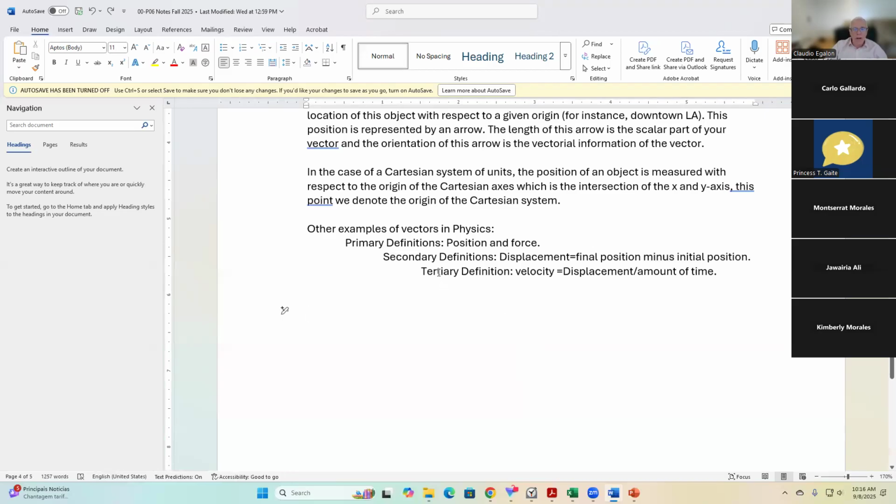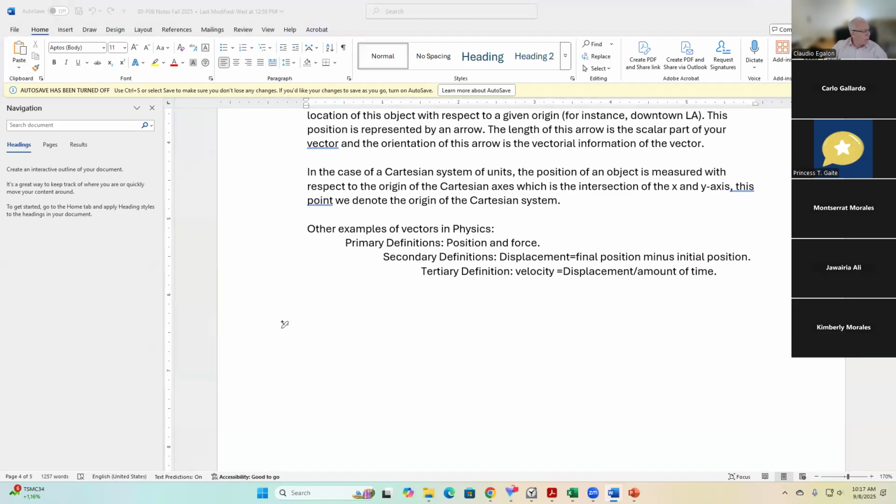And then we have this other definition, the tertiary definition. Notice that this secondary definition here is a relation between two different positions. But this tertiary definition, which is called velocity, is going to be a combination of a vector and a scalar. Displacement divided by amount of time. Final position minus initial position.